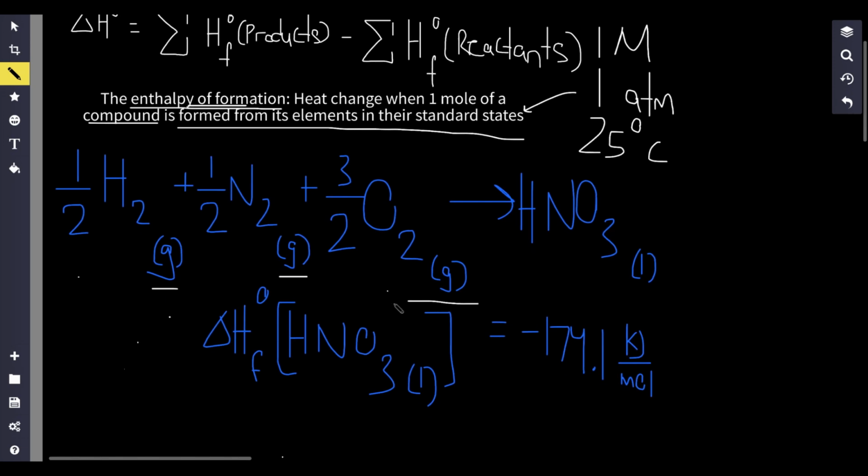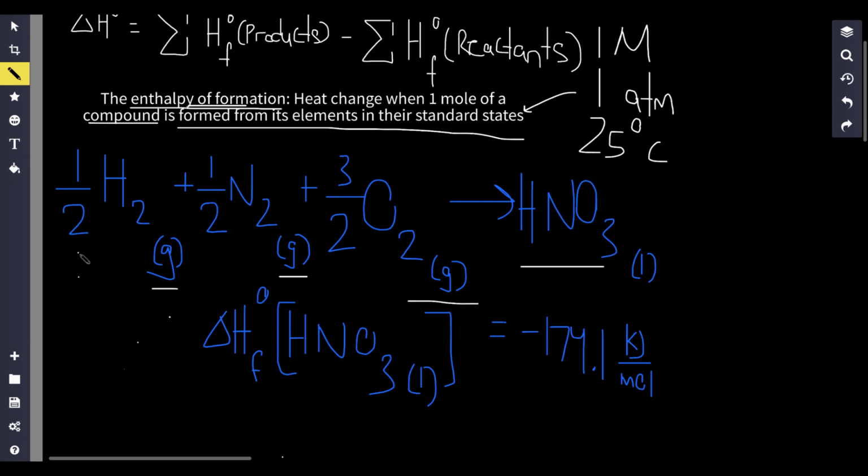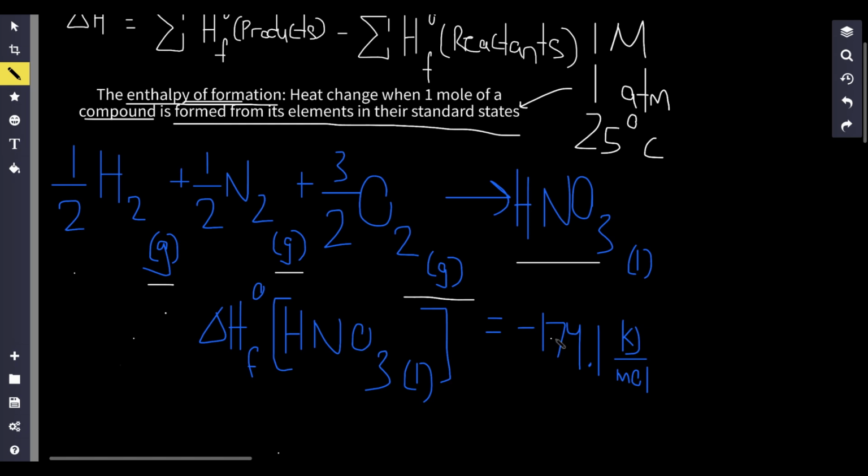And in order to form HNO3 with all of these individual elements in their standard state under standard conditions, the enthalpy of formation is going to be negative 174.1 kilojoules per mole. So if we're trying to form 1 mole of nitric acid, it's going to release 174.1 kilojoules of heat. We're releasing heat because your change in enthalpy is negative. If your change in enthalpy is negative, you're releasing heat.